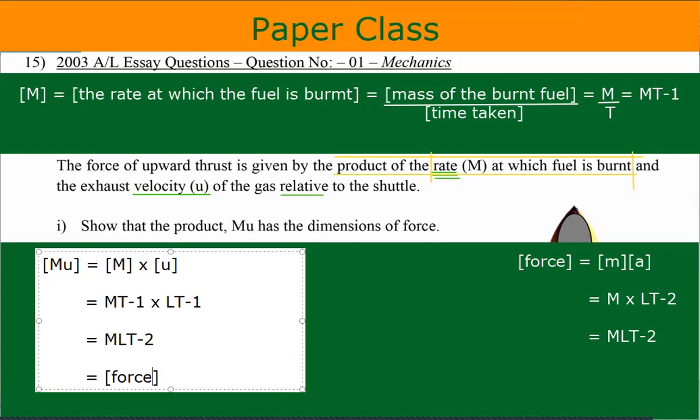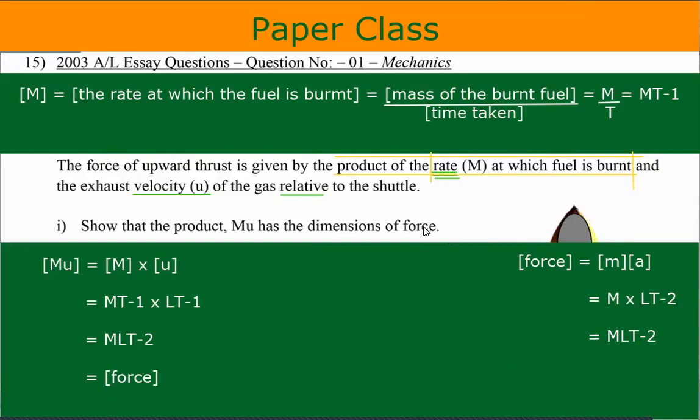In the examination, it is enough to write the things that are written in white color. They will give you full marks, right? Even if you write only this part, even if you write the dimensions of Mu like this, they will give you full marks. But I have written a few other things for you to understand the question. Completed there?